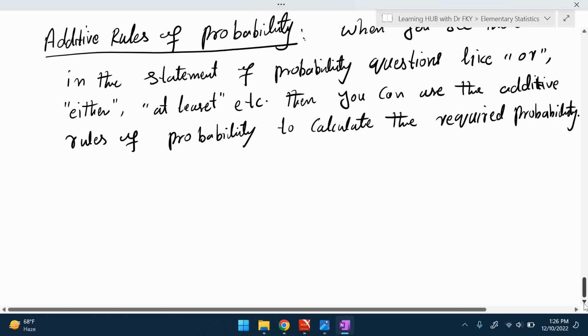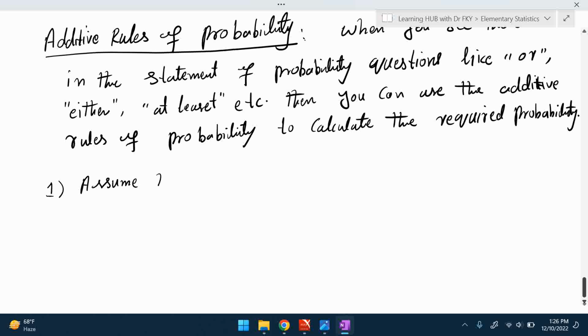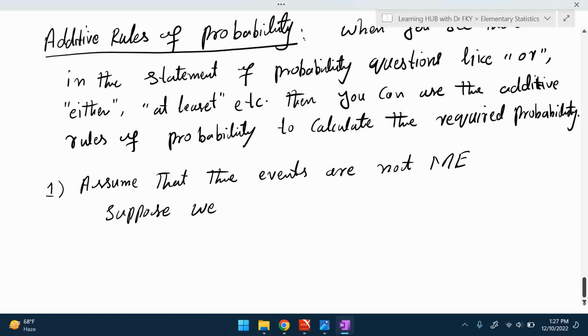Let's suppose we have two events, and initially we assume that the events are not mutually exclusive. I explained mutually exclusive events already in my lecture about types of events, so you can see that lecture. I will share the links in the comments of this video. So let's suppose we have two events A and B, and you are asked to calculate the probability of event A or B.